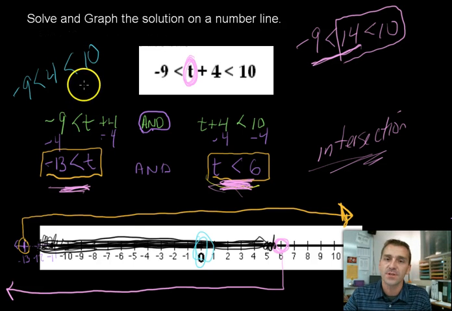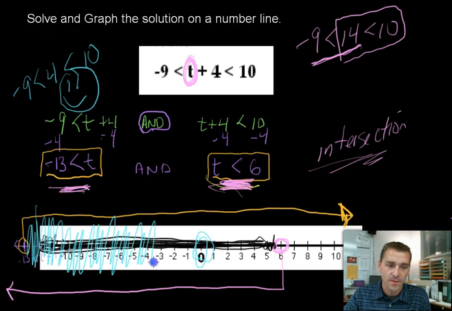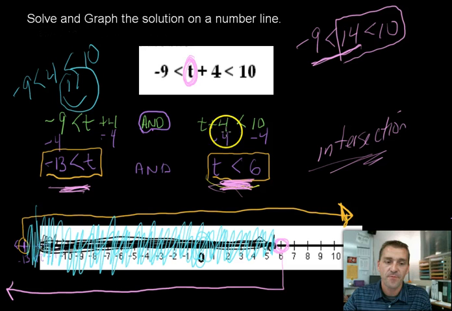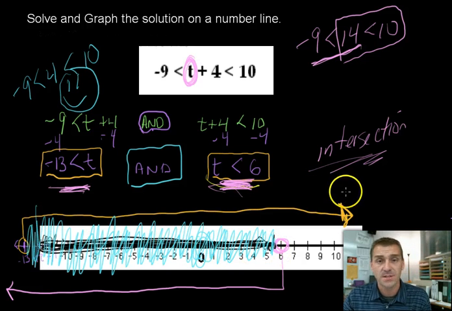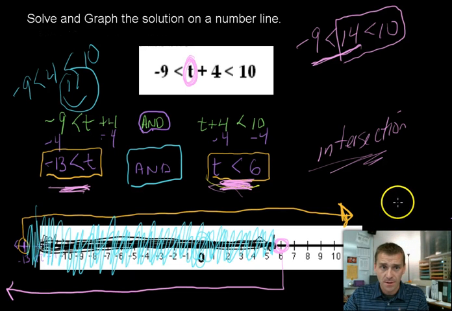Now you look at that. Is that a true statement? Negative 9 is less than 4, and 4 is less than 10. Happy day, oh happy day. So anything in this shaded region works. This is an ugly graph, but you get the idea. If it's an and inequality, it is all of the stuff in between the two dots. That's not always 100% the case, but the majority of the time it most definitely is. So that's an and compound inequality.